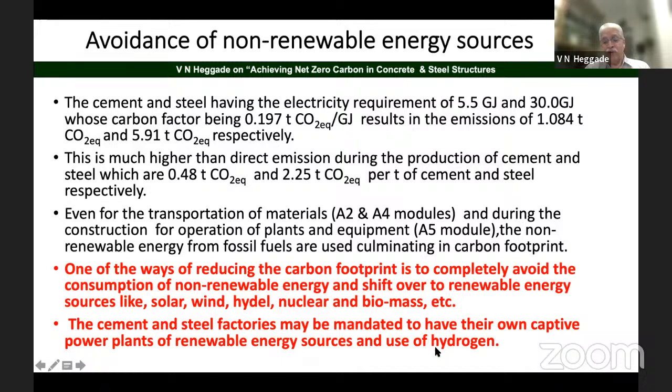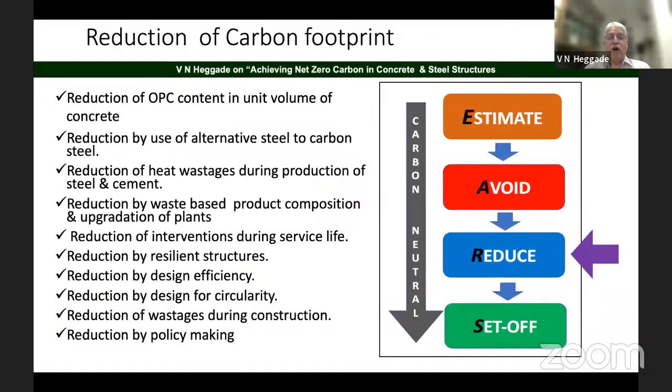But the hydrogen again has to be produced using renewable energy sources. If you are producing the hydrogen using fossil fuel energy, again we end up with carbon dioxide emission. This is a complete avoidance of carbon dioxide by eliminating the energy source itself, making it a renewable energy source, as well as completely avoiding the OPC and metallic reinforcement in the concrete. I think it's possible for us, but it's not so easy. It's easier said than done.